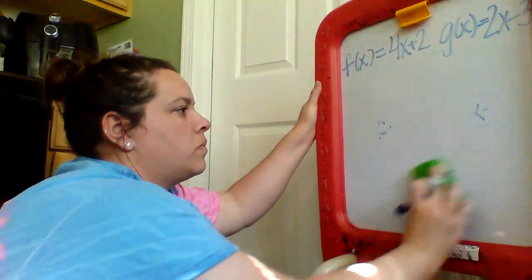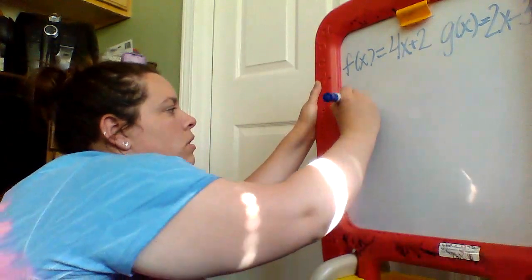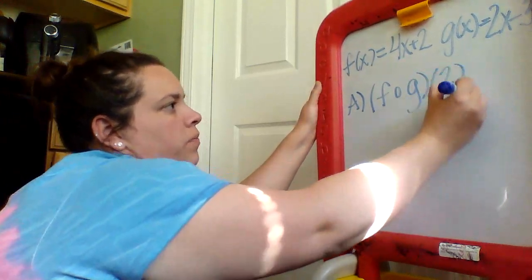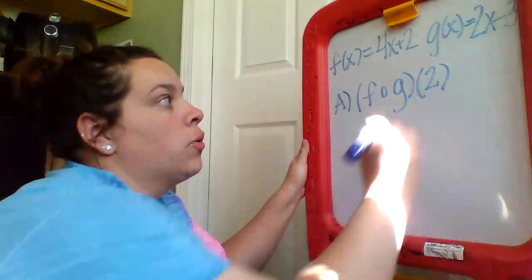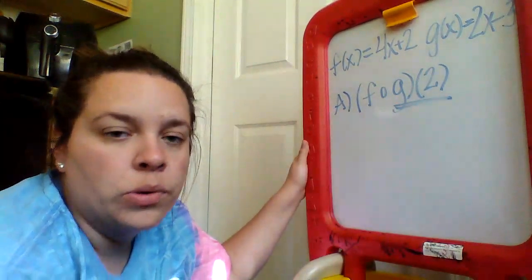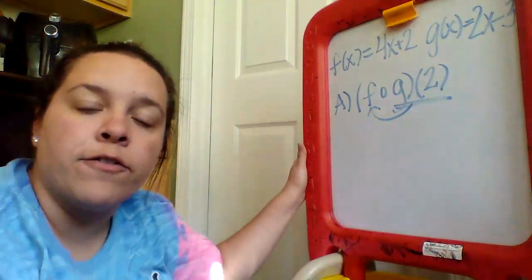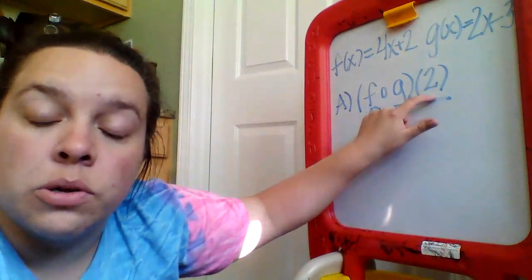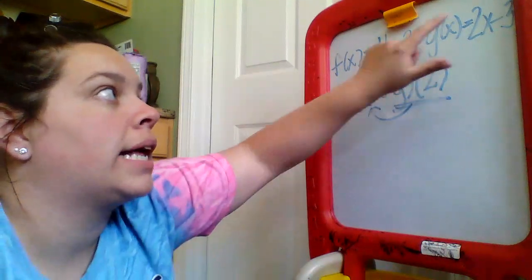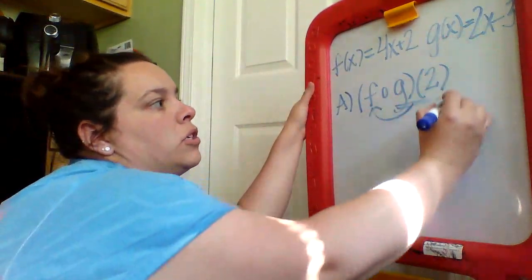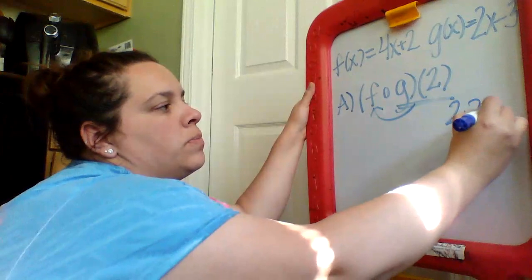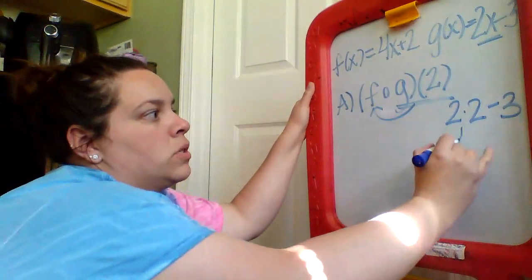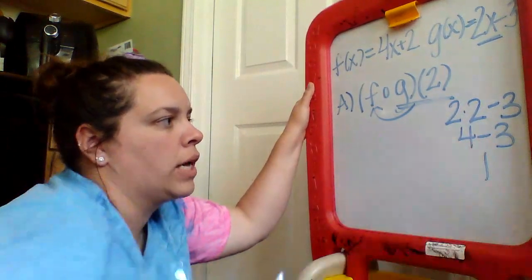All right, I want you to be able to find f of g of 2, which means you're going to have to find g of 2 and then plug it in to f. Now, how do you find g of 2? This is like x equals 2. So I'm going to take 2 and plug it into function g. So I'm going to do 2 times 2 minus 3. So 2 times 2 is 4, and 4 minus 3 is 1.